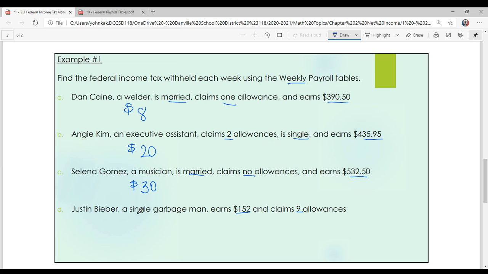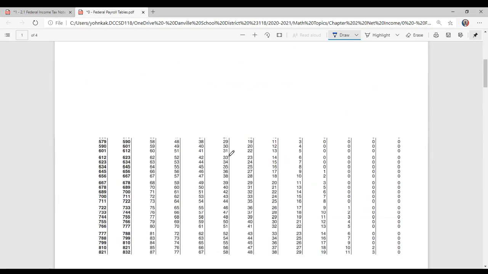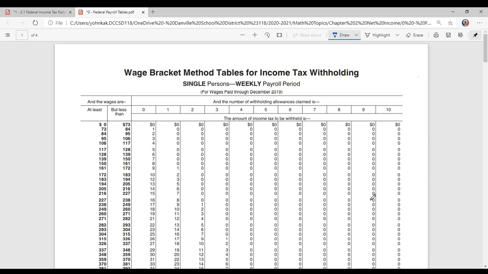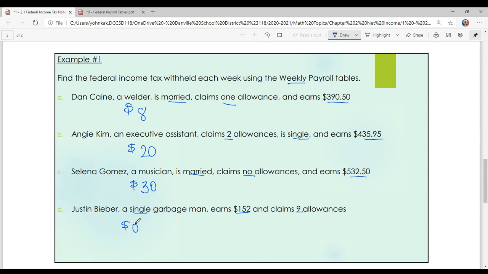All right, last one on this page, Justin Bieber, a single garbage man, earns $152 a week and claims 9 allowances. So he's a single man with 9 children and he earns $152 a week. Single, 9 allowances, $152 a week. We're looking at right here. Nope, my bad. One more down. 152 right here. In any respect, that's 0. That means that the federal government is not going to take any money out of his paycheck every week because he earns so little and he claims so many allowances.